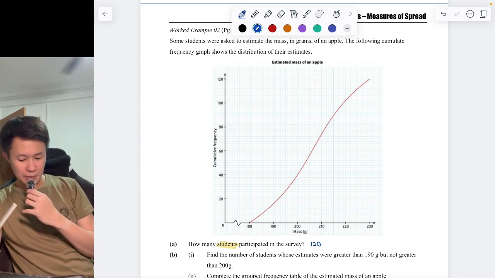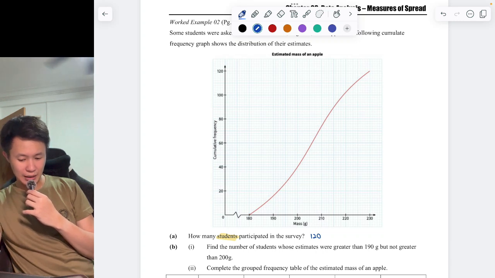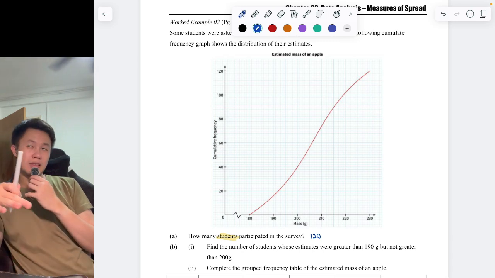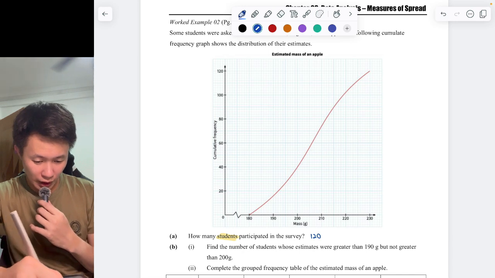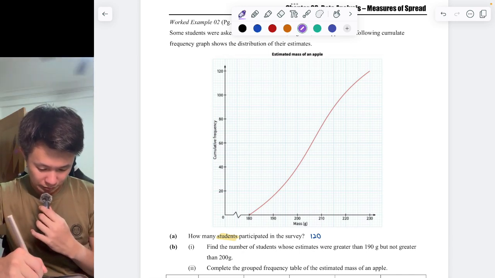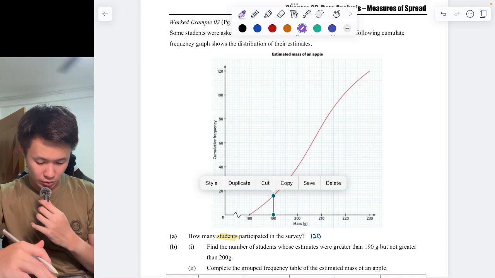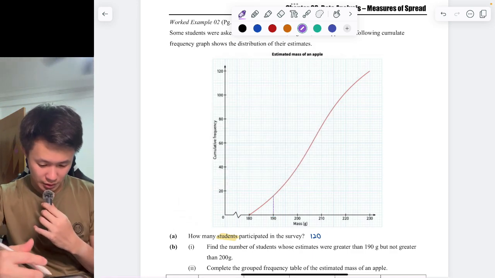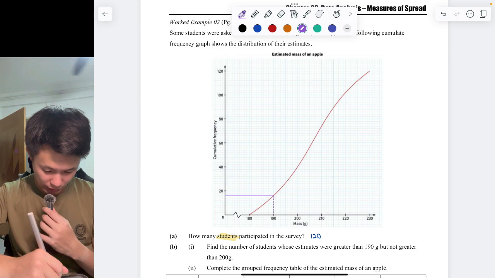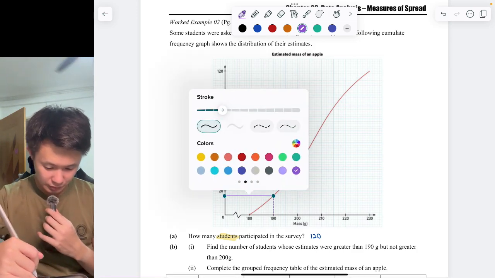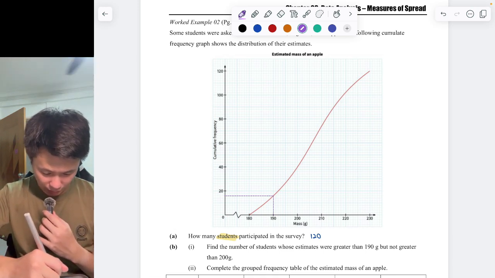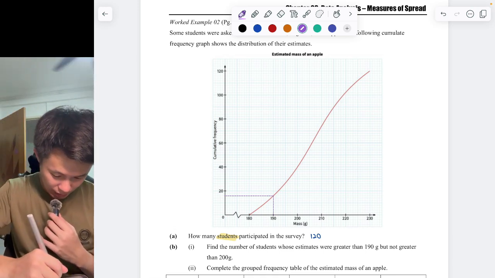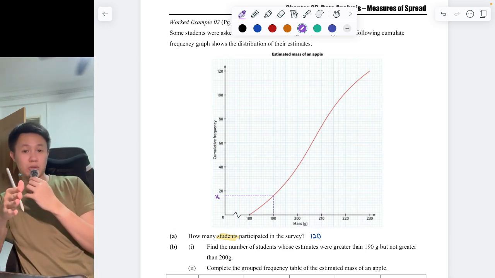Part B, we're going to find the number of students whose estimates were greater than 190 grams, but not greater than 200 grams. So remember, cumulative frequency graphs always give less than or equal to a certain value. If I were to draw a dotted line at 190 to reach here, what does this dotted line represent? This dotted line will tell us that there are, in this case, 16 apples that are less than or equal to 190.